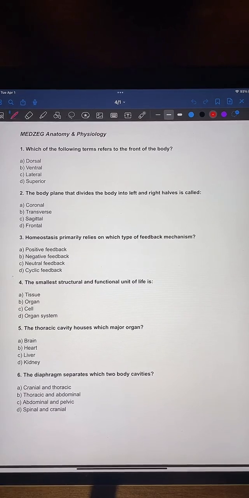Alrighty. Give you guys a couple seconds to answer. If you're just joining, we are on number one. Which of the following terms refers to the front of the body?